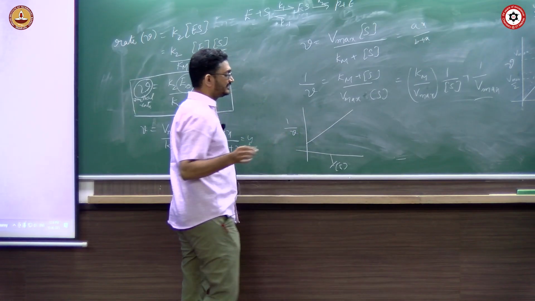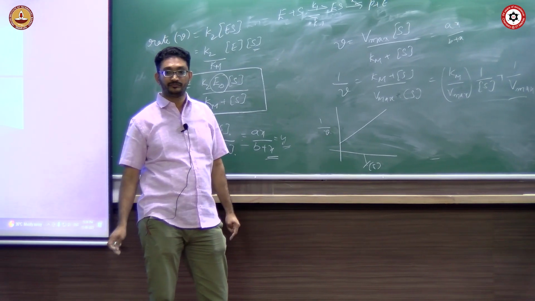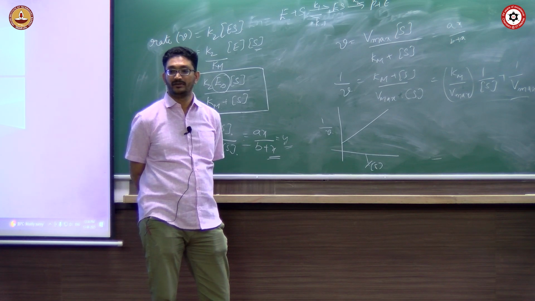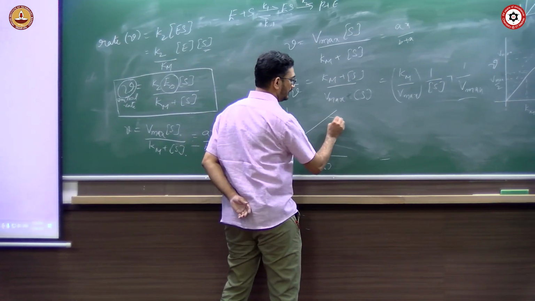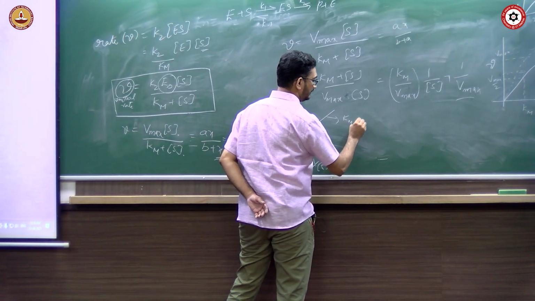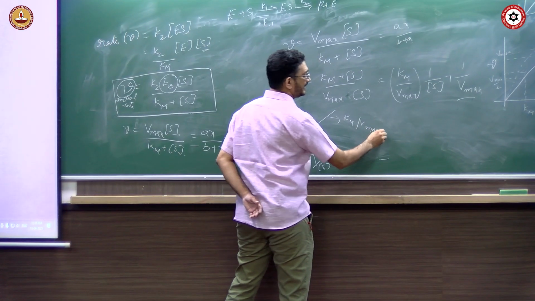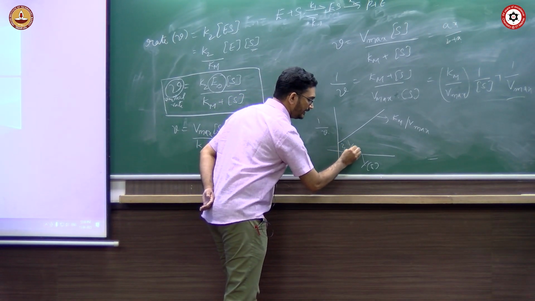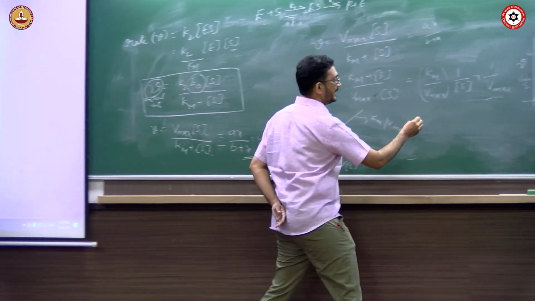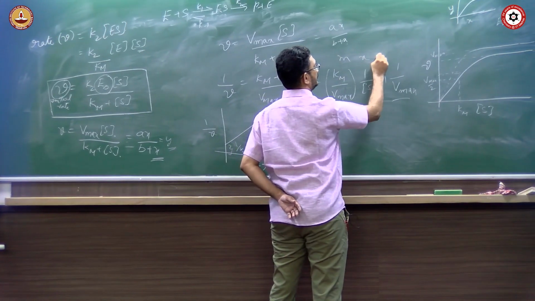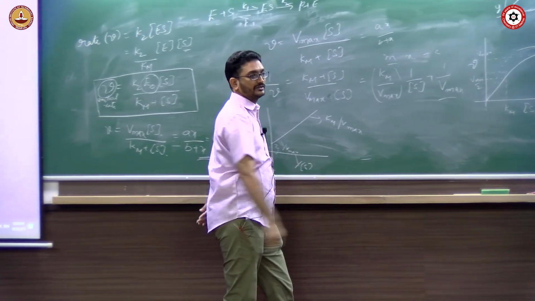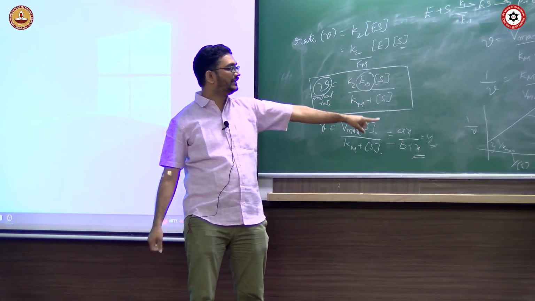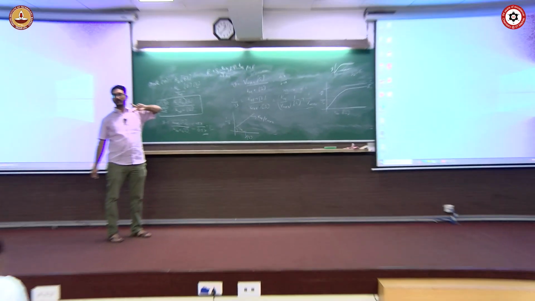What will be the slope of this line? Slope is Km by Vmax, right? And what will be the intercept? This is mx plus c, right? So this is the slope, that is the intercept, 1 by Vmax. So we have converted a non-linear equation into a linear equation by just taking a reciprocal of that.